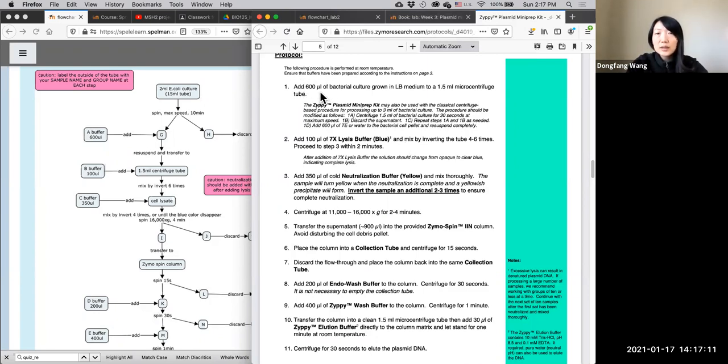We have 600 microliters of bacterial culture, and to that, we are going to add 7x lysis buffer. Here we can see the steps are represented right here. We have this E. coli suspension, and to that resuspension, we're going to add the 7x lysis buffer. This step is going to break the E. coli cells and release the plasmid DNA. After this step, the plasmid DNA is now in solution, it's soluble.